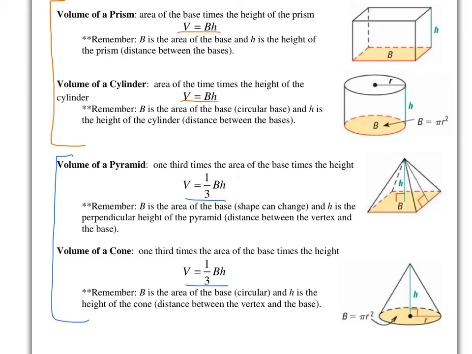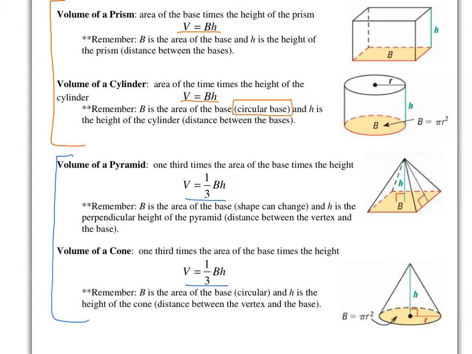With a prism, the base is usually going to be a rectangle or a square. So for the area of the base, you just have to look at the shape of the base. The height, remember, is still the distance between the two bases. The volume of a cylinder is the same formula, so it's still the area of the base times the height, but the shape of the base is going to be circular.